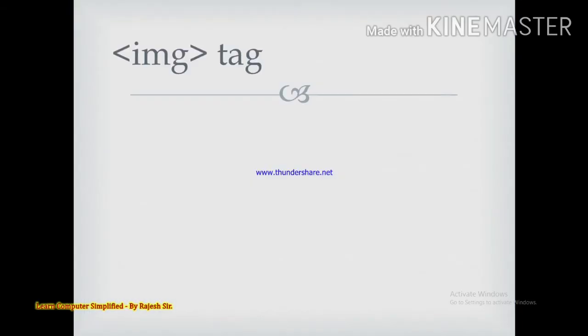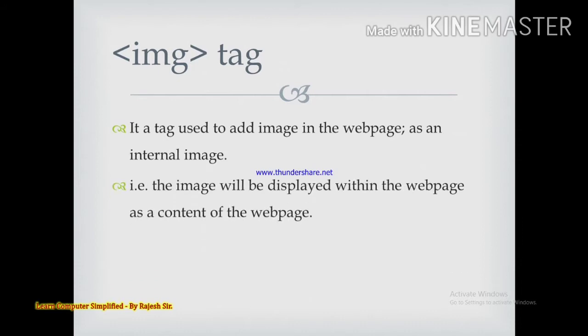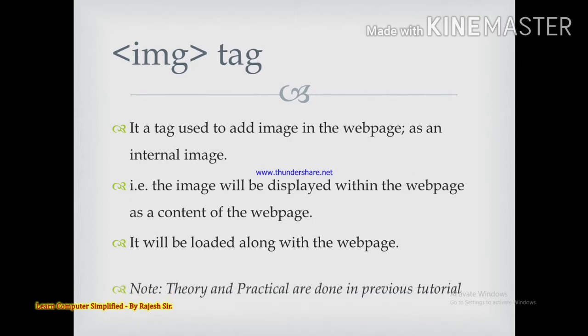IMG tag. It is a tag used to add image in the web page as an internal image that we have already learned. That is, the image will be displayed within a web page as a content of the web page. It will be loaded along with the web page, means whenever the page we will open, along with the page the image will be displayed. That is not happening in external image. Only link we can access, and by clicking on the link we can open the image. Theory and practical are done in the previous tutorial.